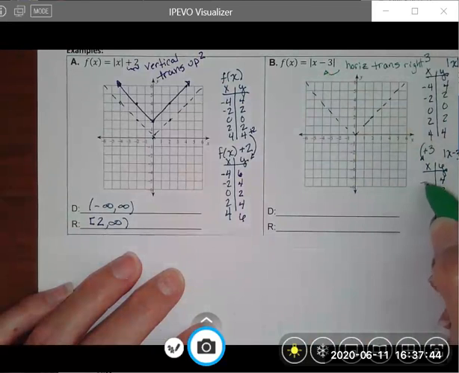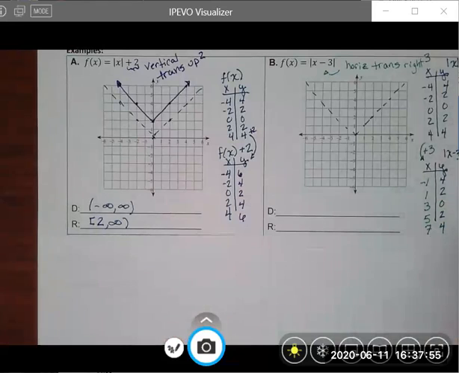-4 plus 3 is -1. -2 plus 3 is 1. 0 plus 3 is 3. 2 plus 3 is 5. Just check me, make sure I don't screw this up. All right, so that was easy enough to do. And now I have a new table of ordered pairs that I can graph.